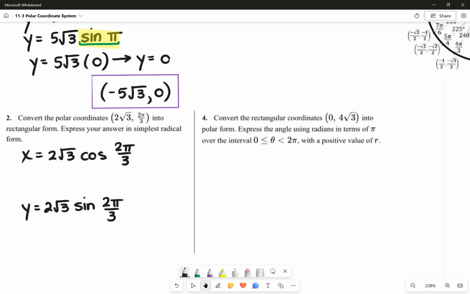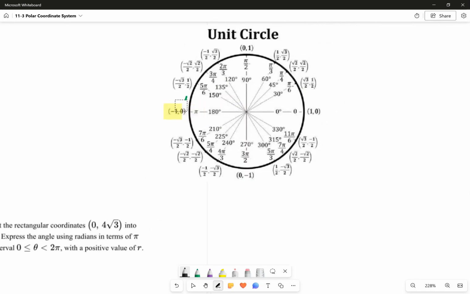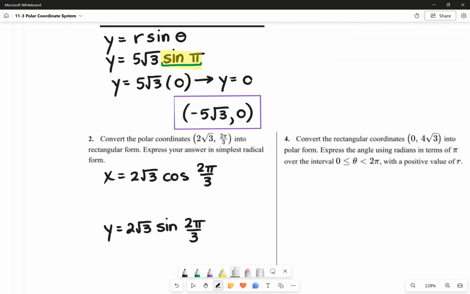So let's go to that unit circle. 2 pi over 3, where is it at? Let's erase this now so we can focus. 2 pi over 3, do you see it? All right, hopefully you saw it. And here's my 2 pi over 3. So cosine is going to be -1/2, and sine is going to be square root of 3 over 2. So -1/2 and square root of 3 over 2.